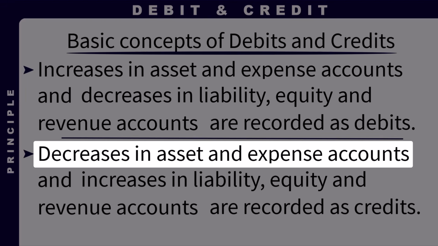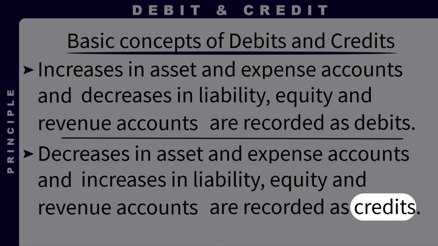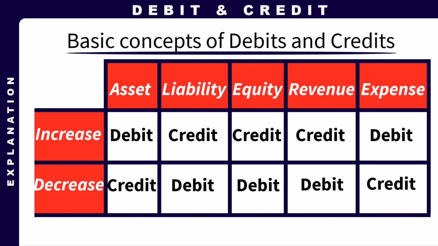Whereas decreases in asset and expense accounts and increases in liability, equity, and revenue accounts are recorded as credits to those accounts. Shortly, I will show you how you can easily memorize this. To make it easier and to visualize this concept, let's see it on a table. This is a table showing when exactly a debit means an increase or a decrease, and same thing for credit.